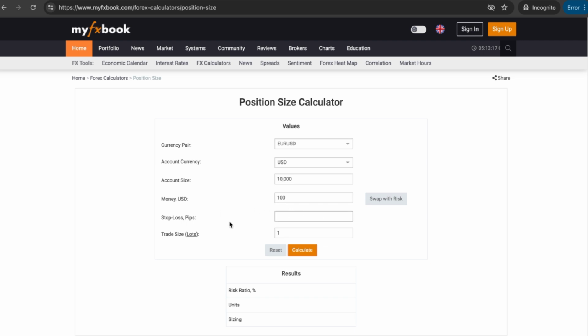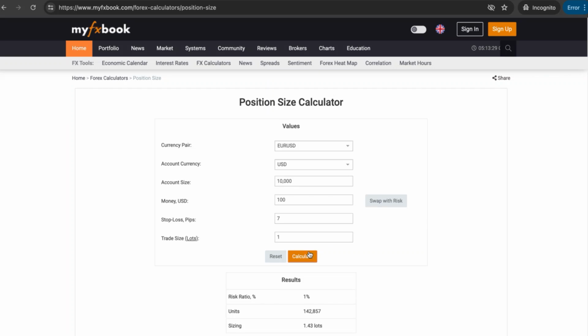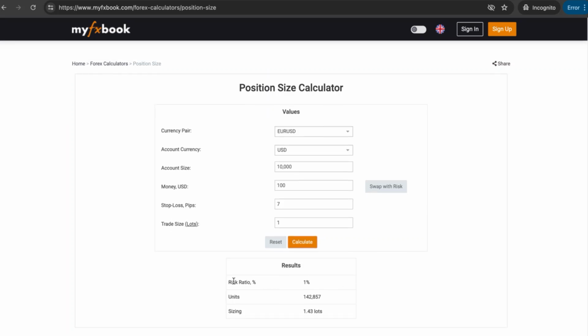My stop loss was 7 pips. My lot size, my trade size is 1. And then I have my results with a risk ratio of 1%, amount of units, and my sizing, I need to have 1.43 lots. So that means when I go to my broker right now or to my MetaTrader app, when I actually want to execute my trade, I want to buy 1.43 lots to have this trade. And then I can set my stop loss minus 7 pips. I can set my take profit. I set my take profit 21 pips, and you have a very nice trade.